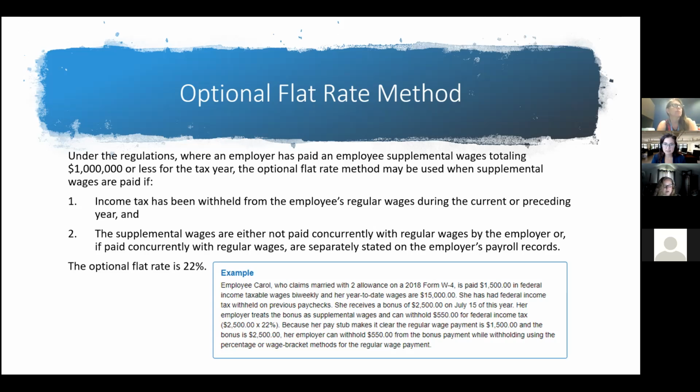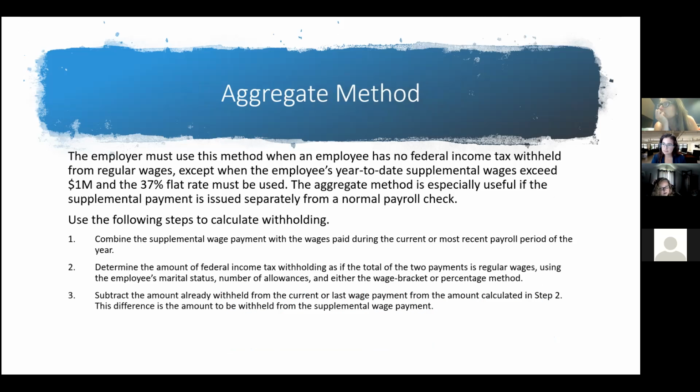So those are nice. Now the aggregate method, people can get kind of confused by this, but the aggregate method is basically where you combine the supplemental wage payment and the wages paid during the current or most recent payroll. You determine what the federal tax would have been withheld if those two had been combined, and then you subtract whatever you've already withheld. So for example, if you were paid $1,000 in wages, and then they gave you a $100 bonus, then the aggregate method means we would take the $1,000 that you were already paid, the $100, add them together, and figure out what your federal tax would have been had you been paid both of them at the same time.